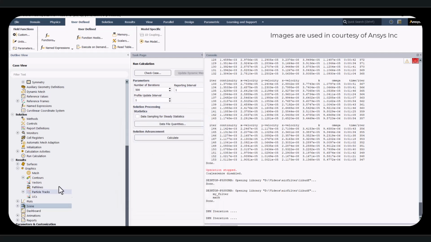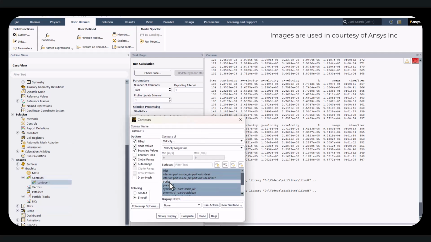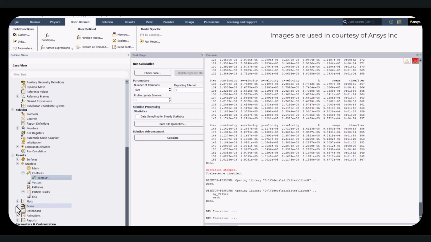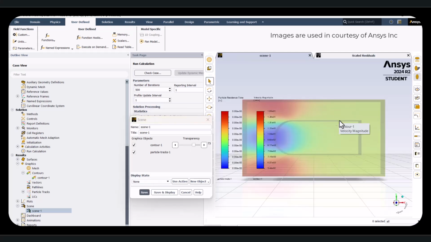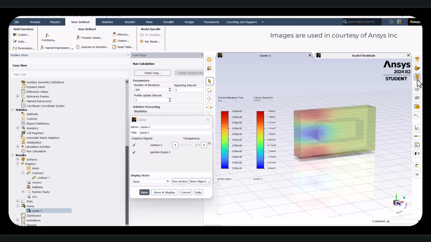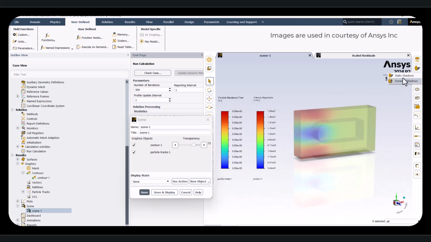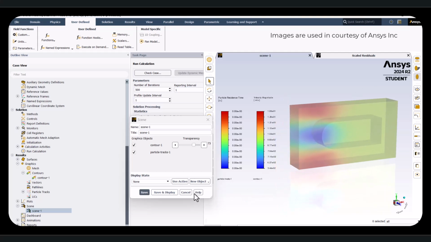Save display. We'll also create a contour doing all these things excluding this point. Close this scene. We create this contour. Will increase transparency. We'll check now. So now this is how it looks right now. Don't worry, I'll attach the files in the description. You can have these things.